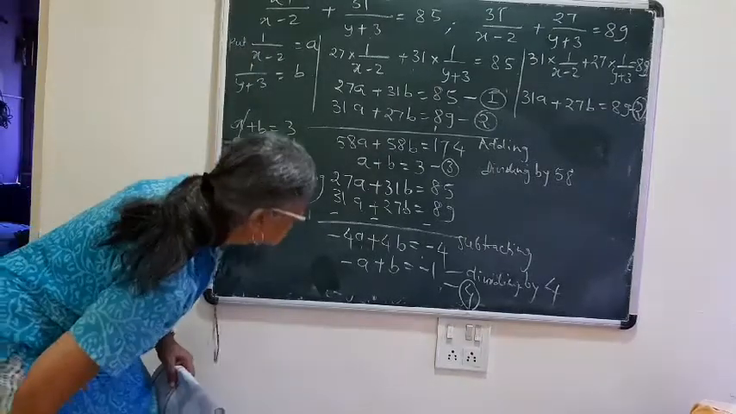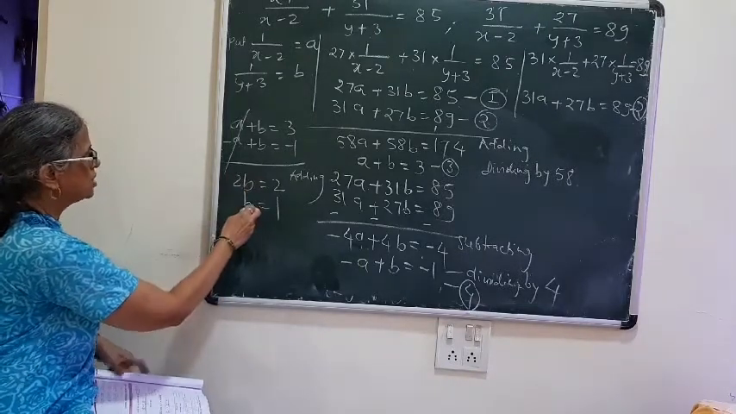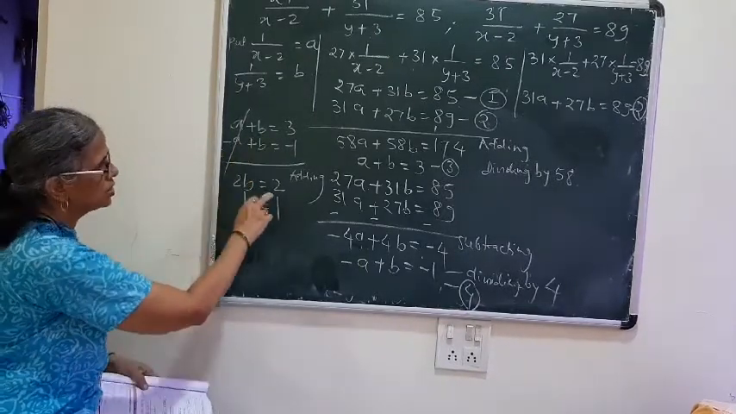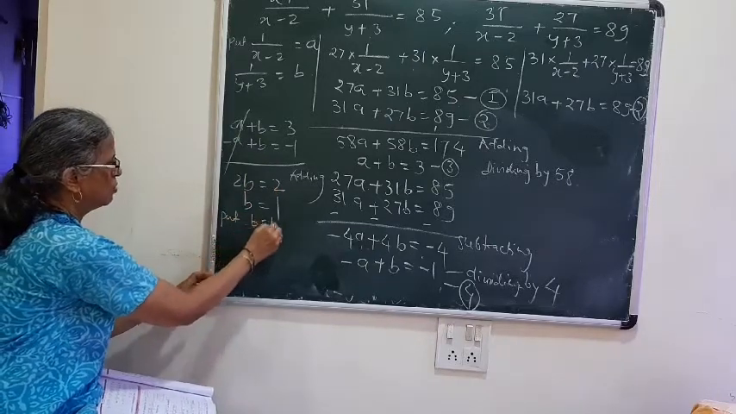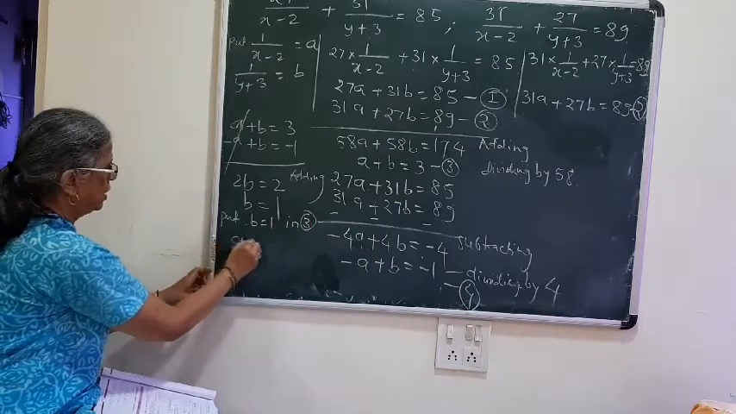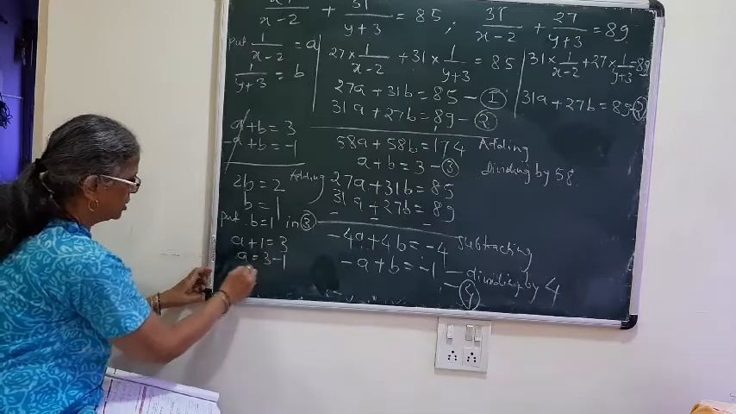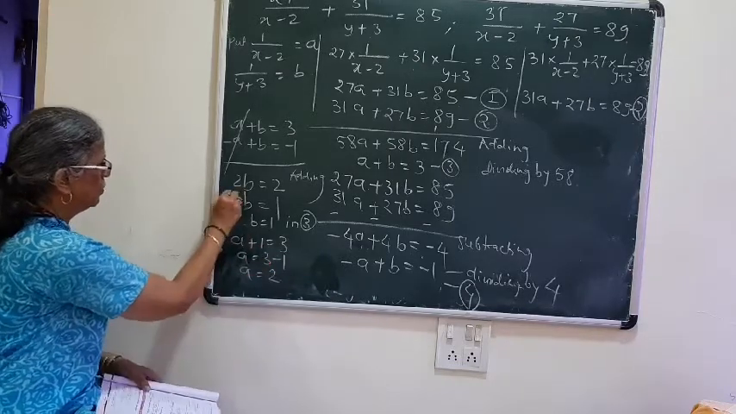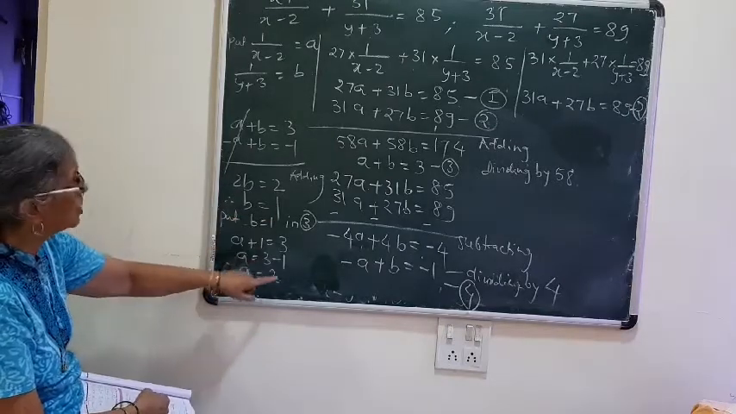Now we are going to find a by putting this b equal to 1 anywhere, either in equation number 3 or equation number 4. So put b equal to 1 in 3. So what you will get? a plus 1 equal to 3. So a equal to 3 minus 1, a equal to 2. Everywhere give the therefore sign. So we have b equal to 1 and a equal to 2.